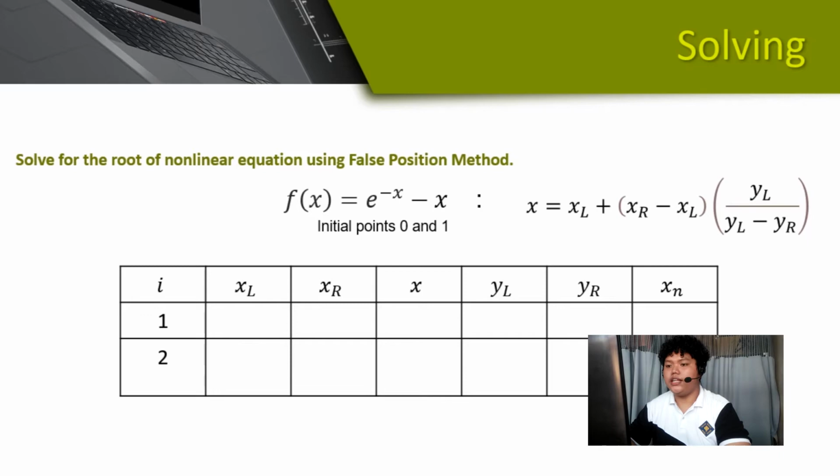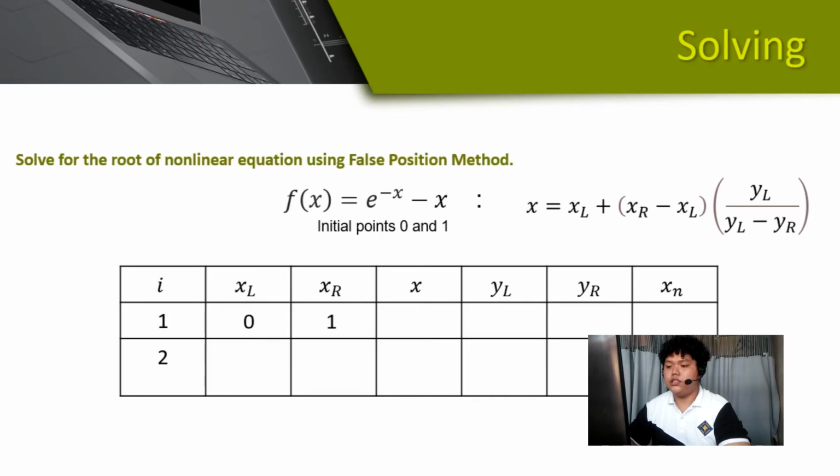Solve for the root of the nonlinear equation using the false position method. F of x is equal to e raised to the power of negative x minus x, and our initial points will be 0 and 1. The first thing we need to do is to put our initial points to their respective limits. 0 will be our left limit and 1 will be our right limit.